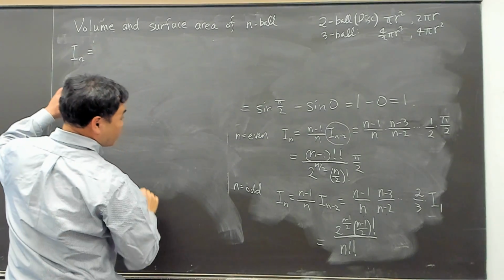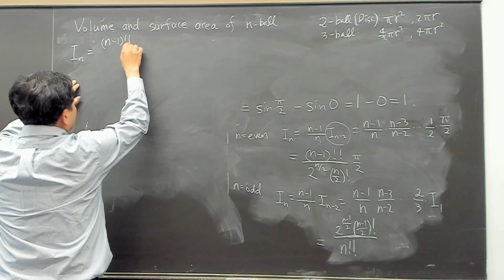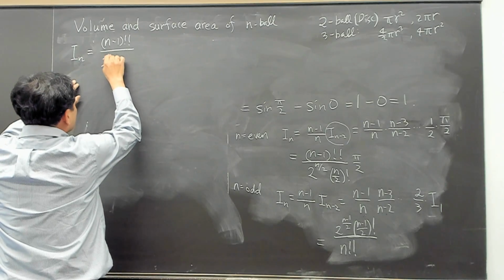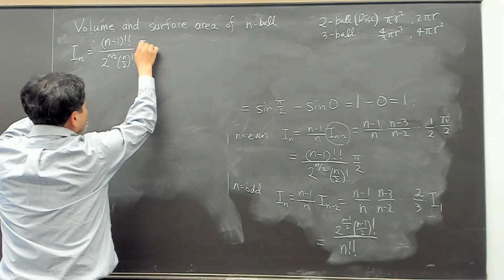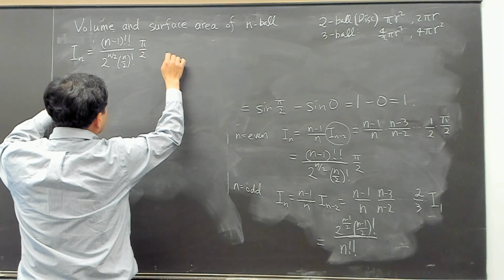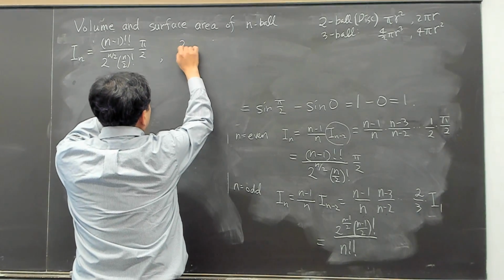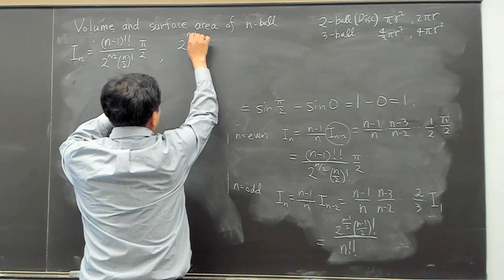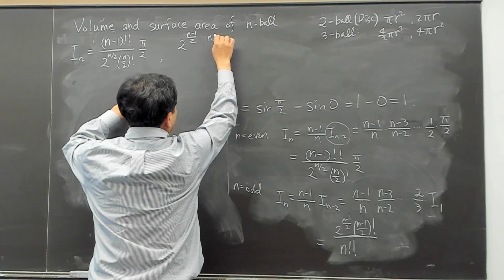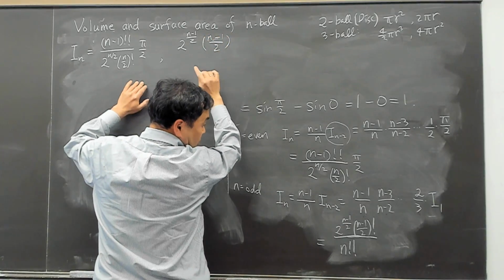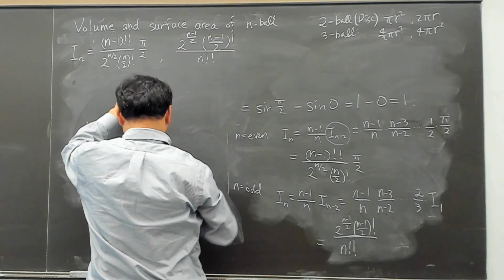So I_n is equal to n minus 1 double factorial over 2 to the n over 2, n over 2 factorial, pi over 2, for even, and then for odd, 2 to the n minus 1 over 2, and then n minus 1 over 2 factorial over n double factorial. Okay.